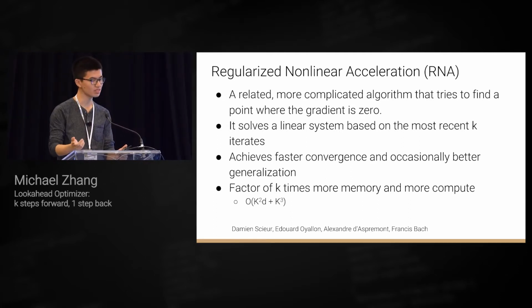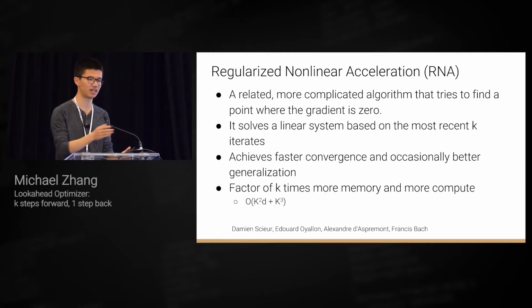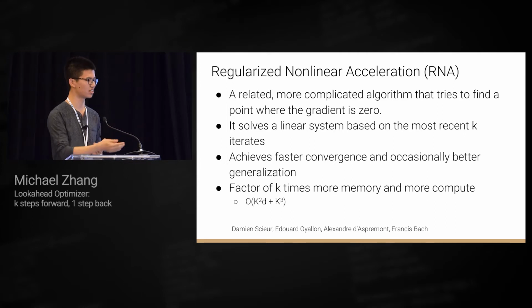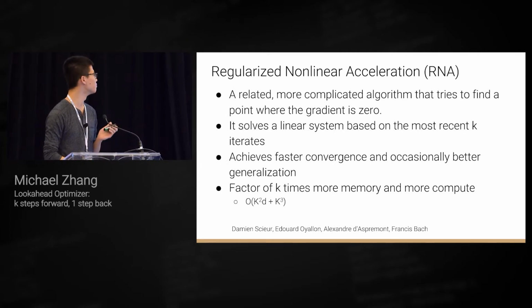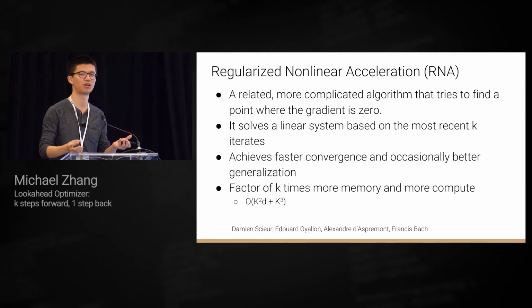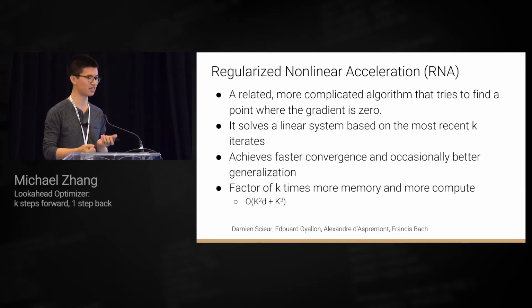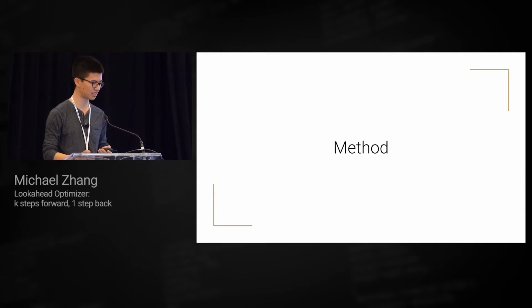You can solve a system of k variables and k equations, k unknowns, which is k times the amount of memory for one gradient. If you do this, you can get an approximation for where the minimum should be. This is similar to our method, but it's on the order of k times more memory. So this is related work, and now we'll get into the description of the Look-Ahead Optimizer itself.